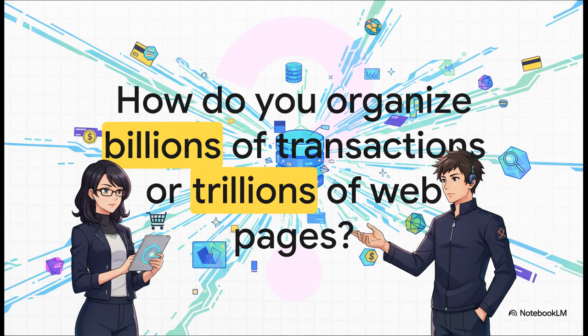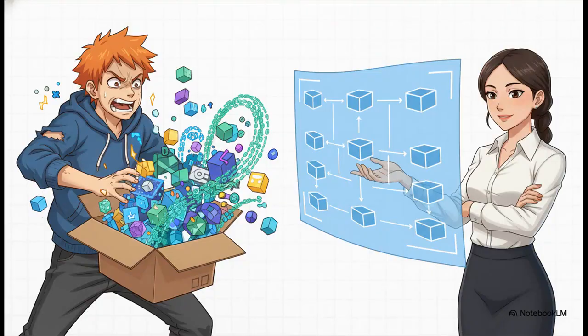Okay, so let's just start with a huge question, right? Think about the scale we're talking about. How in the world does a company like Amazon or Google manage billions of transactions or trillions of web pages without the whole thing just imploding into total chaos? Well, the answer is, believe it or not, kind of elegant. You can't just dump all that information into a digital shoebox and hope for the best.